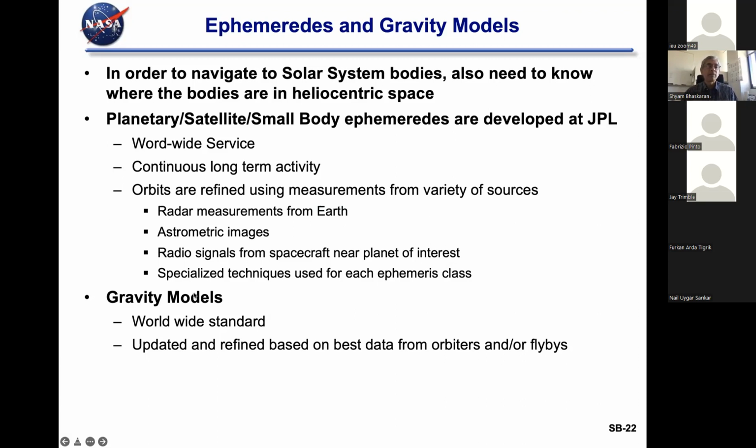The other part is gravity models. As I said before, planets have very lumpy gravity fields. So using tracking data from spacecraft, the SSD group will refine gravity models, because more accurate gravity models help us plan trajectories around planets, for example.